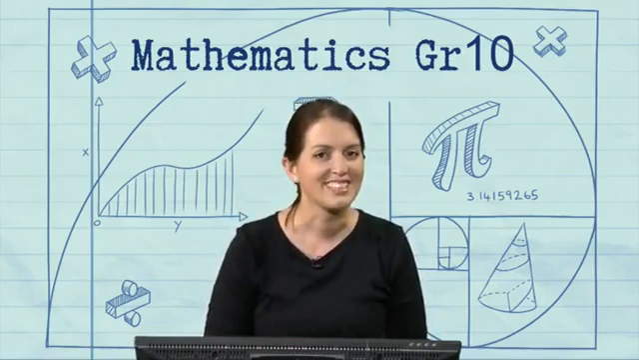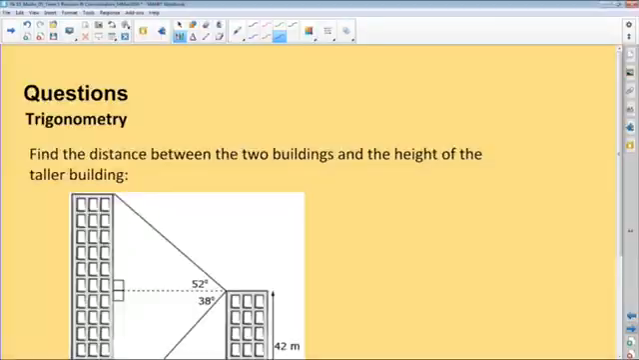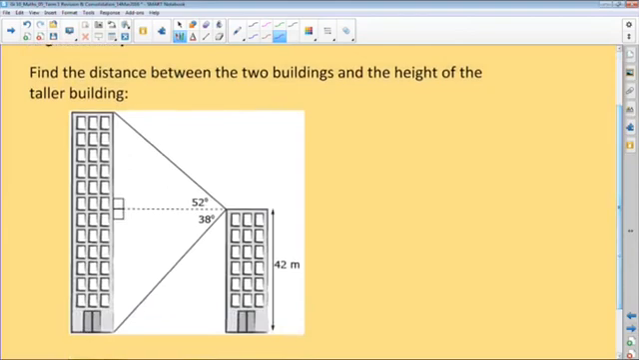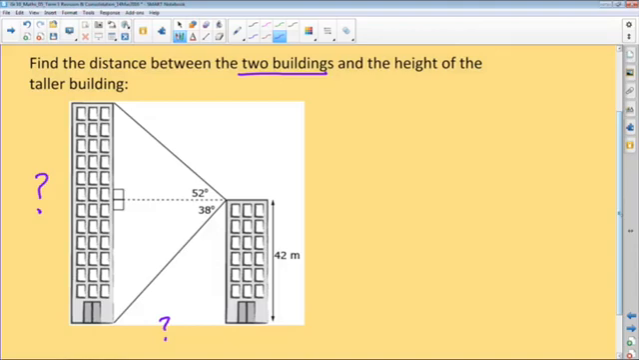Okay, let's go to the next one. And it's the last one for today. Trigonometry. Find the distance between the two buildings and the height of the taller building. So I need to find this distance, and I need to find the height of this. Okay, the way the question is phrased has given me a clue about what I need to do first. I first need to look at the distance that is happening over here. Let's just take away that.